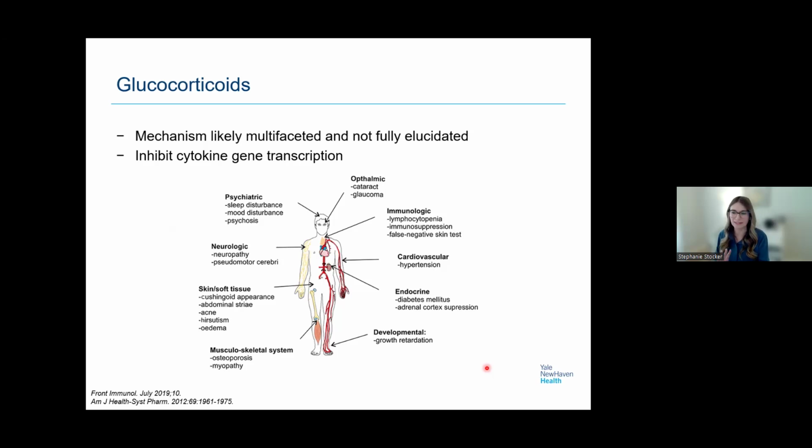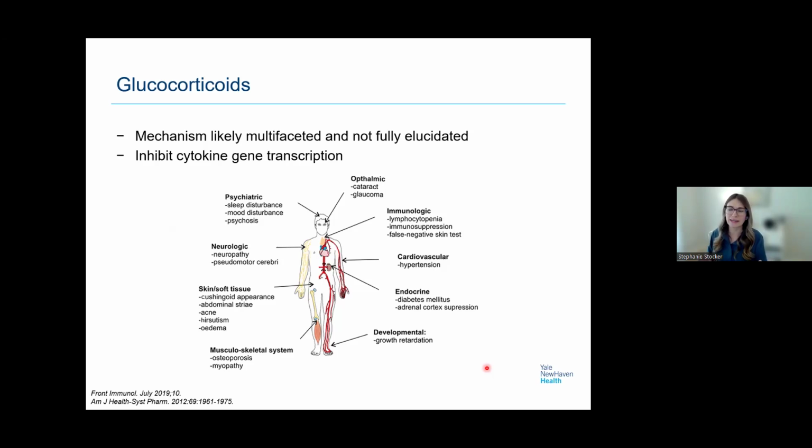One of which is that it binds heat shock proteins that translocate to the nucleus, and then they bind a glucocorticoid receptor and inhibit the transcription of IL-2. But that's likely one of many. There's likely a lot of different mechanisms going on here. And every center is going to approach steroids a little bit differently.